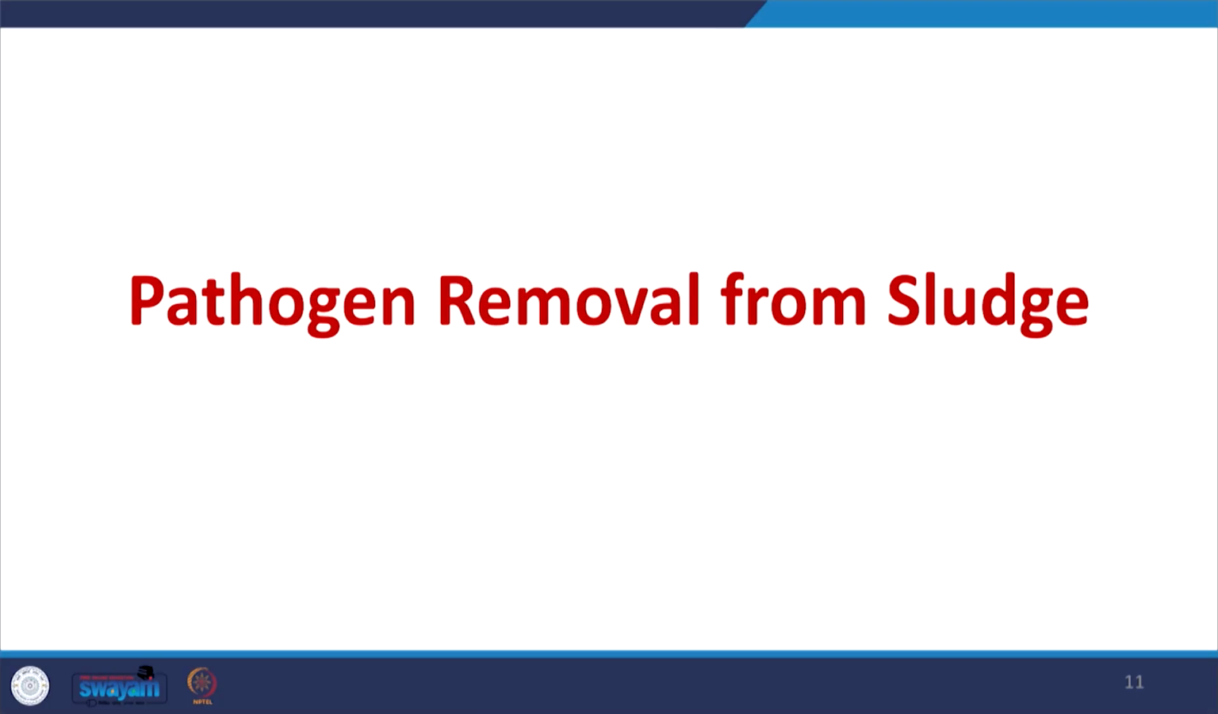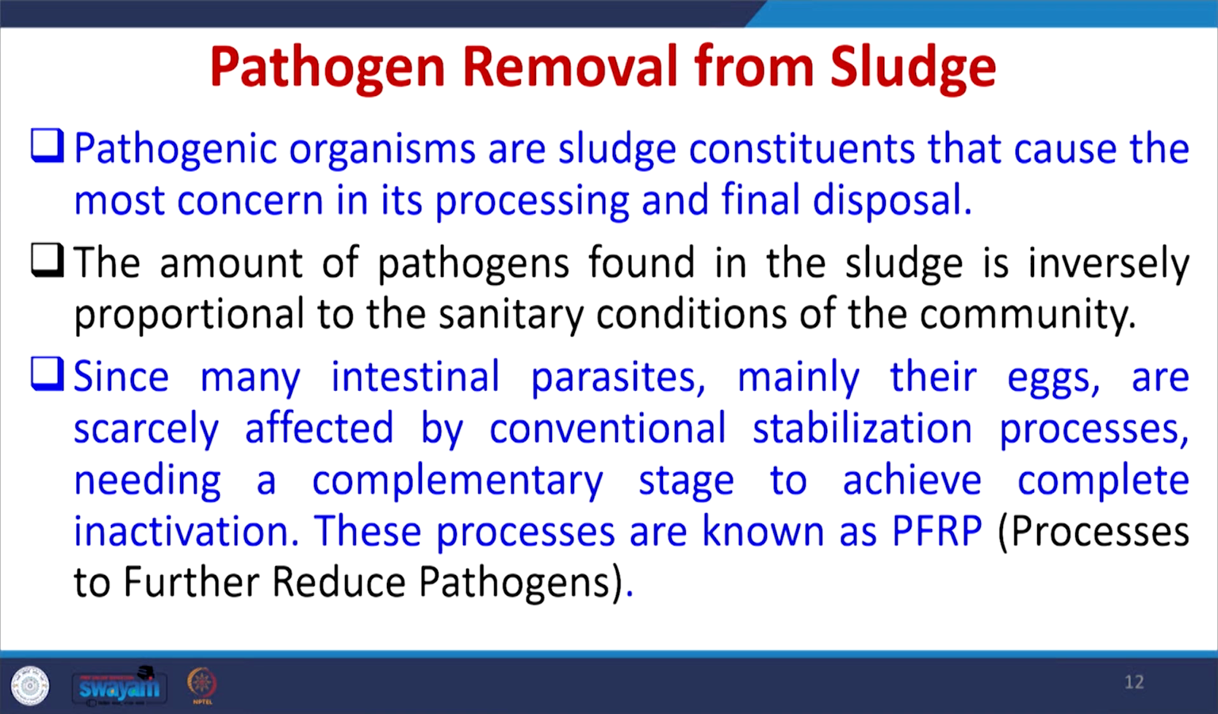So, now we have already studied the gravity thickening and the sludge drying bed. Now, we will go to the next section, which is the pathogen removal from the sludge, because this is very important and we have to study this in greater detail. Now, the pathogen removal from sludge is very important and it is one of the important sections of sludge management. So, pathogenic organisms are sludge constituents that cause the most concern in its processing and final disposal.